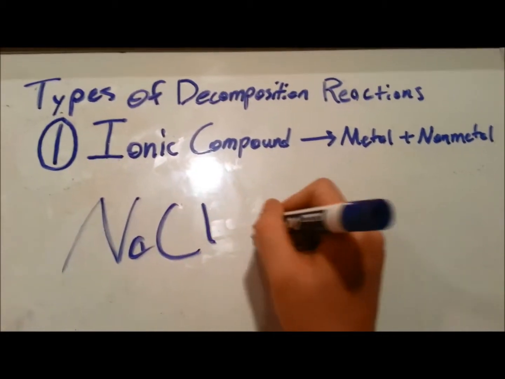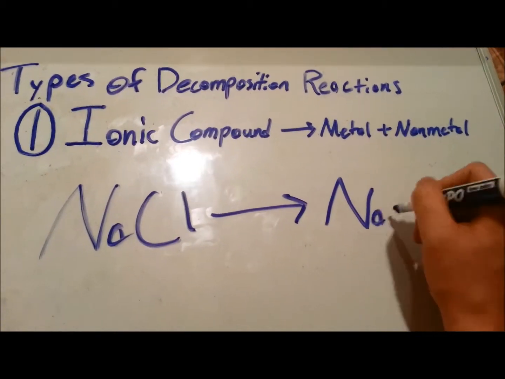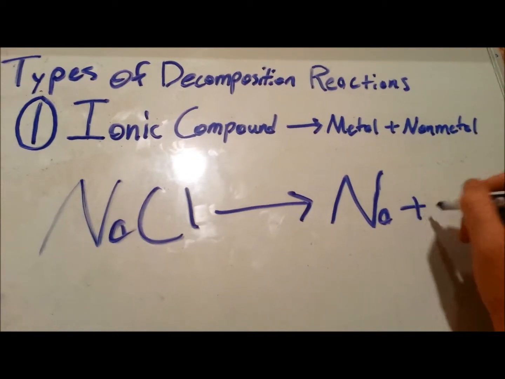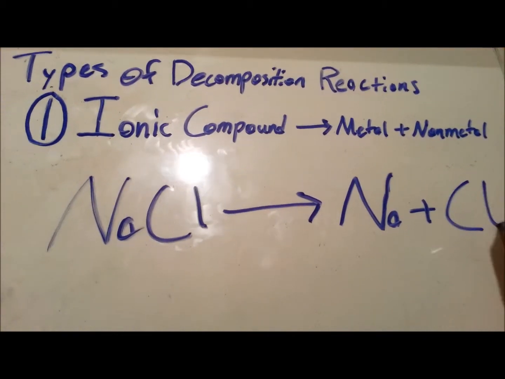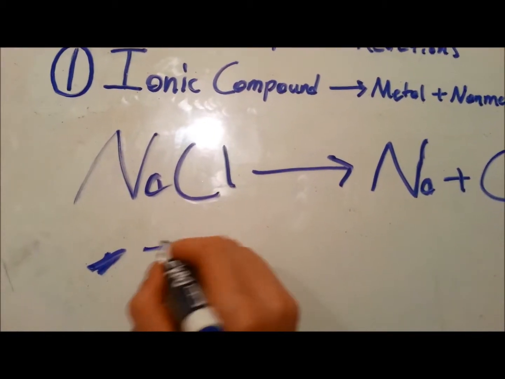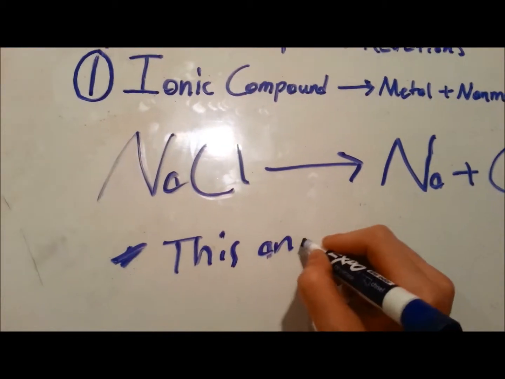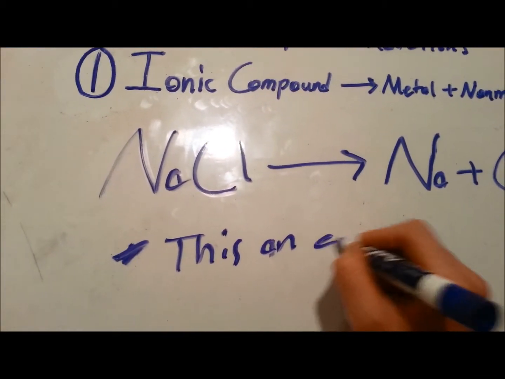The first type of decomposition reaction is an ionic compound breaking apart to become a metal and a nonmetal. So, the ionic compound sodium chloride would break apart to become sodium and chlorine atoms. This is an endothermic reaction, meaning heat is taken in.